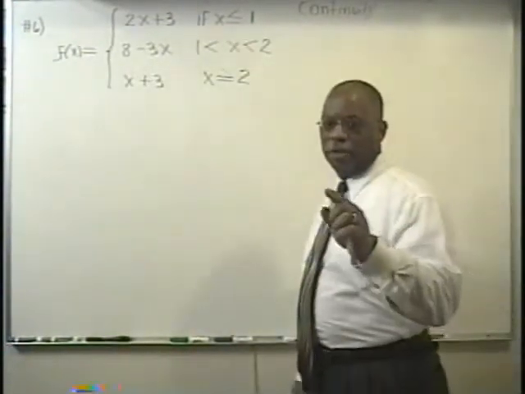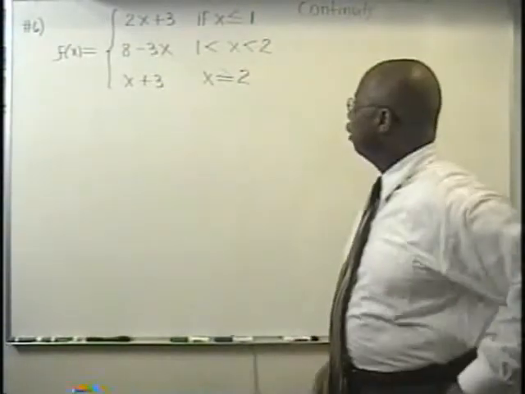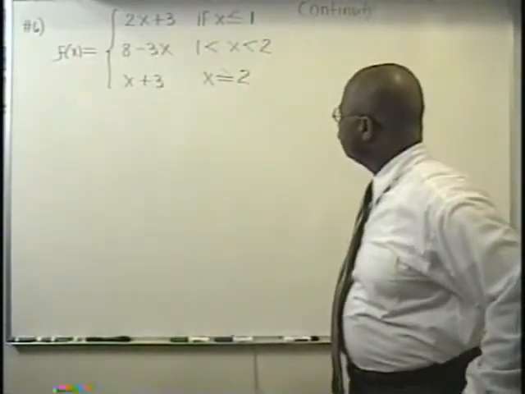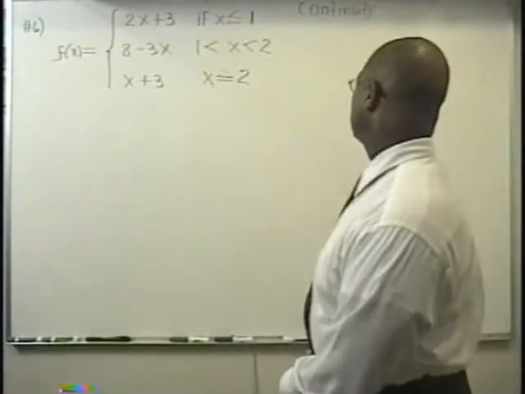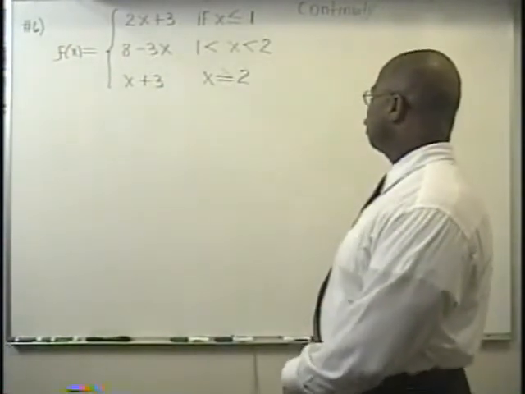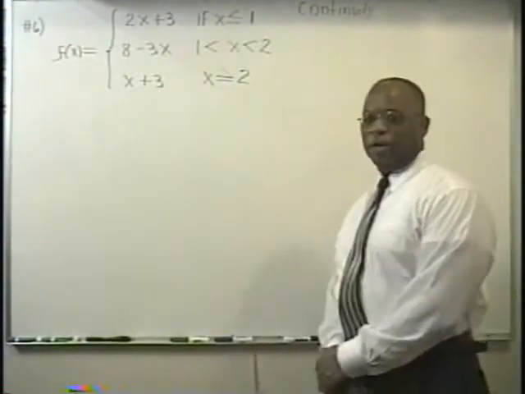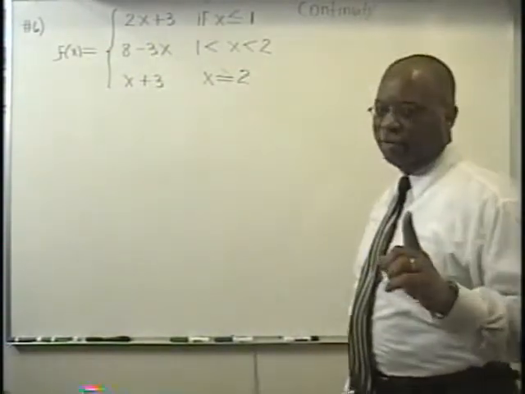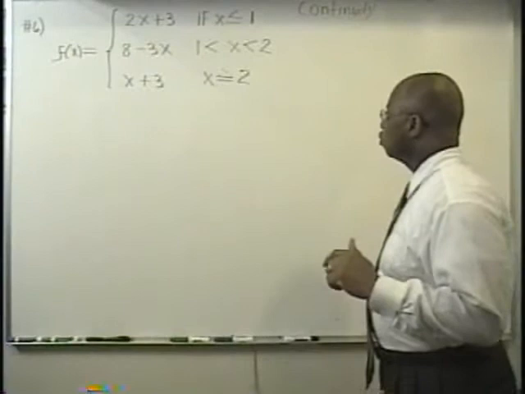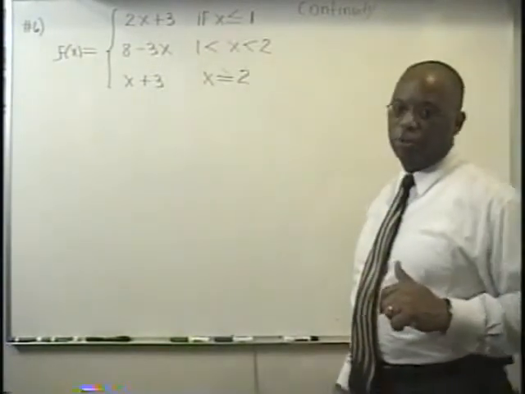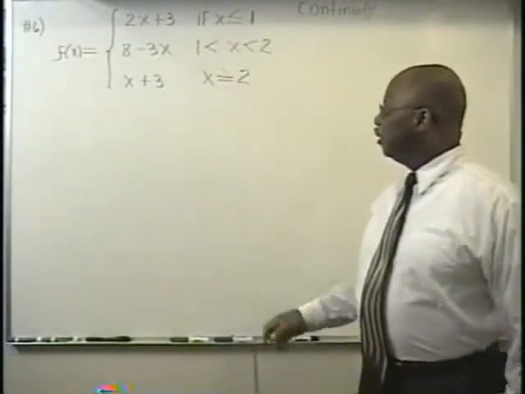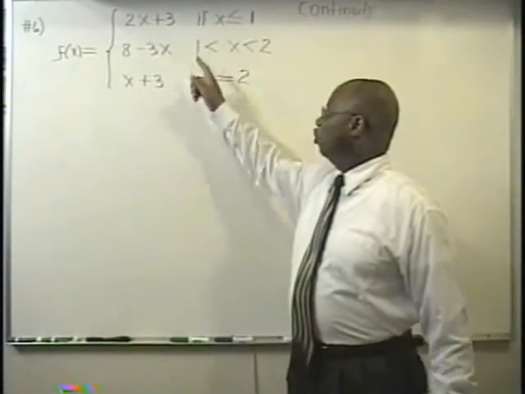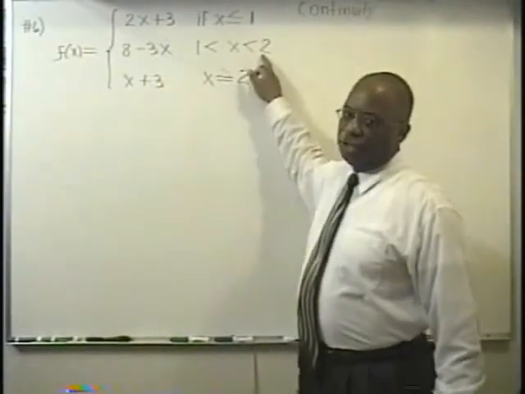Do you see the same thing that Jack is pointing out to us here? Yes, yes. Jack says there seems to be two values here we need to investigate. X equals 1 and X equals 2. We need to see, is the function continuous at 1 and is it continuous at 2?